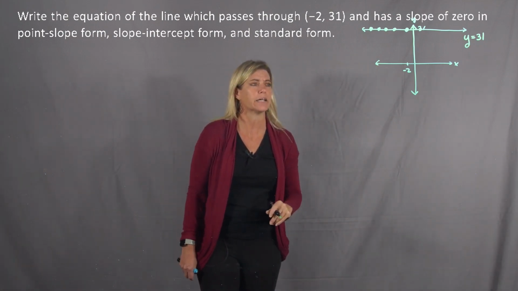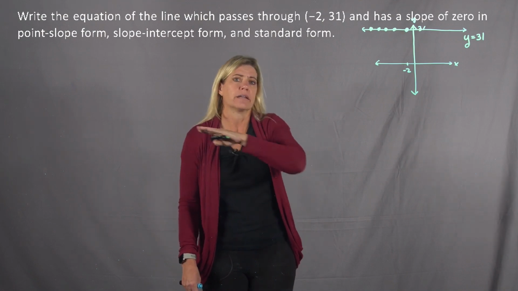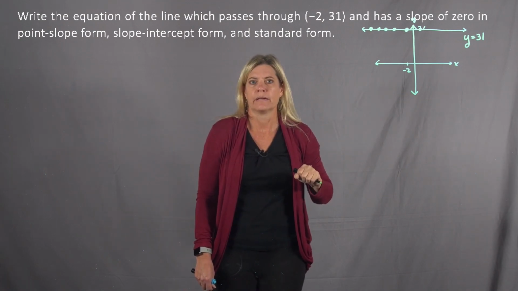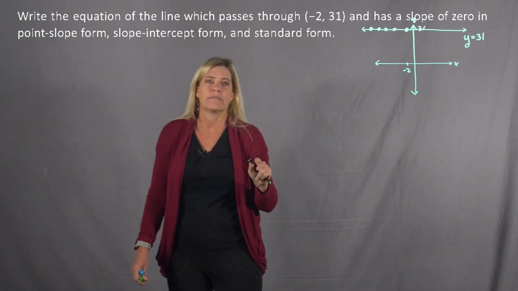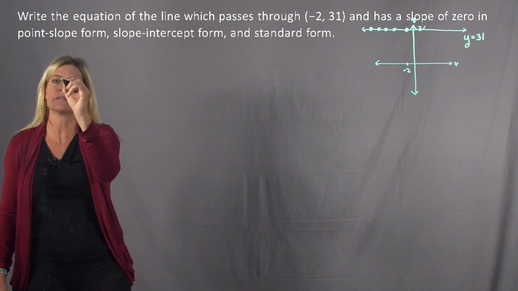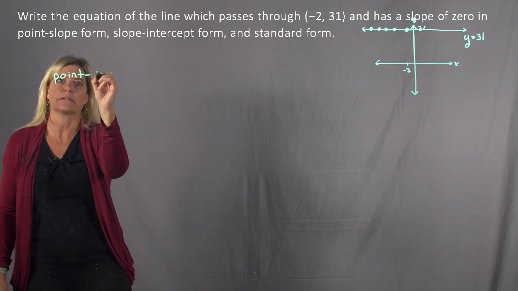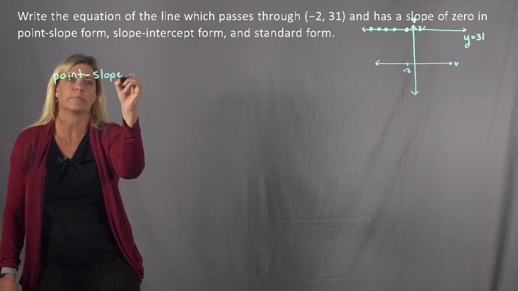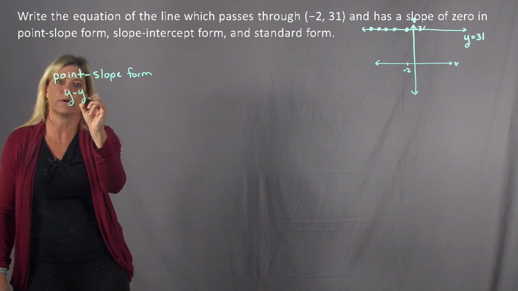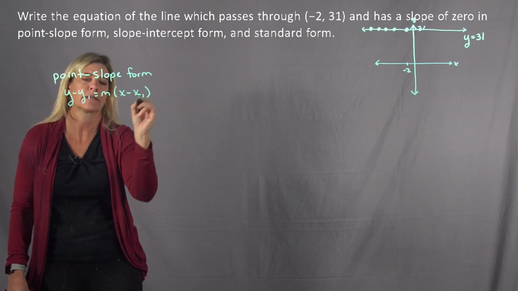And again, I like to tell my students, I know that's a y equals because it cuts through the y-axis at 31. So that's the equation of that line. Let's see what happens when we put it in point slope form, slope intercept, and standard. So let's first talk about point slope form. Point slope form, that's y minus y1 is equal to m times x minus x1.